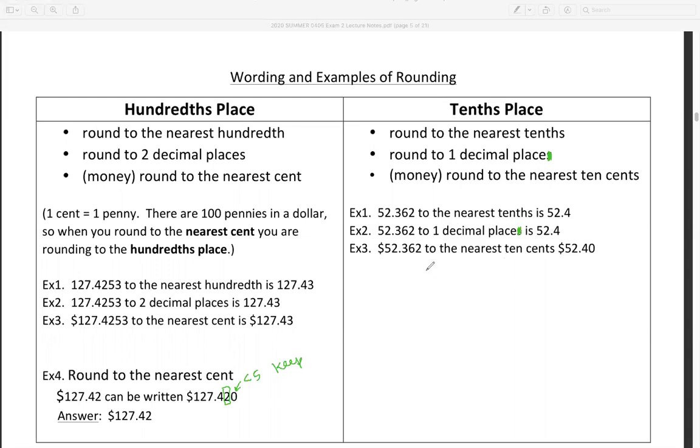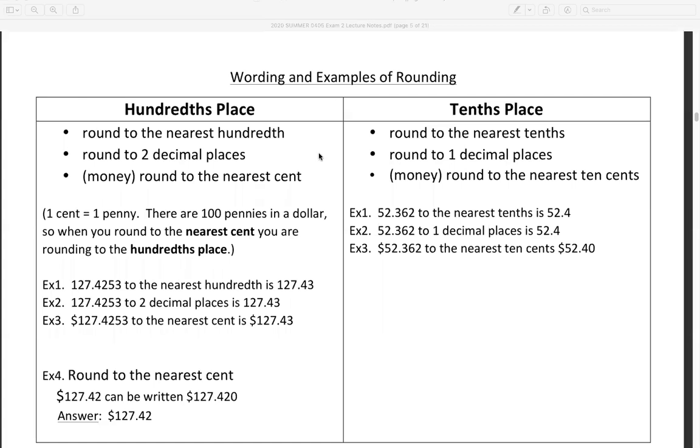Now, when we're dealing with money, we round to the nearest 10 cents. You wouldn't say you have $52.4. You never hear anybody say that. They say you have $52.40. So that means you have 4 dimes, or 4 10 cents. So on this one, you would have to put the 0 just because you're dealing with money. That's the only reason for that one, because it's money.